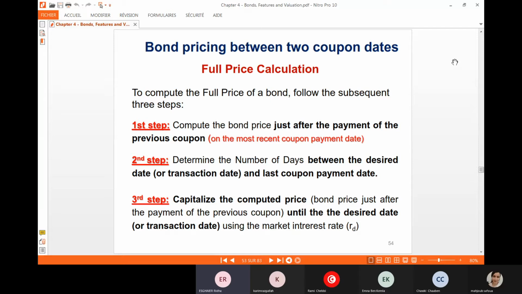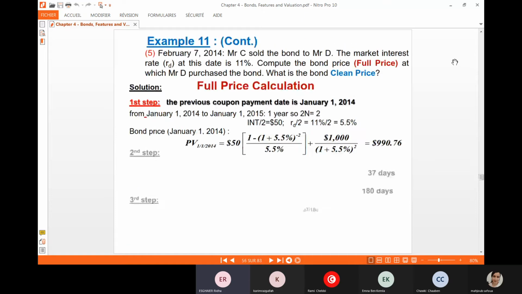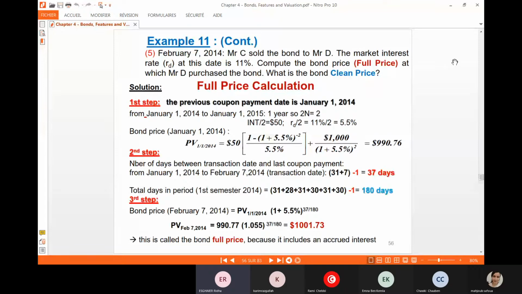And we did this application, example 11, in which we are asked to compute the value of the bond on February 7, 2014, knowing that at this date the yield to maturity, the interest rate of the market, is 11%. In this case, since we can't directly compute the value of the bond between two coupon payment dates, we compute its value at the date of the payment of the previous coupon, which is January 1st, 2014.